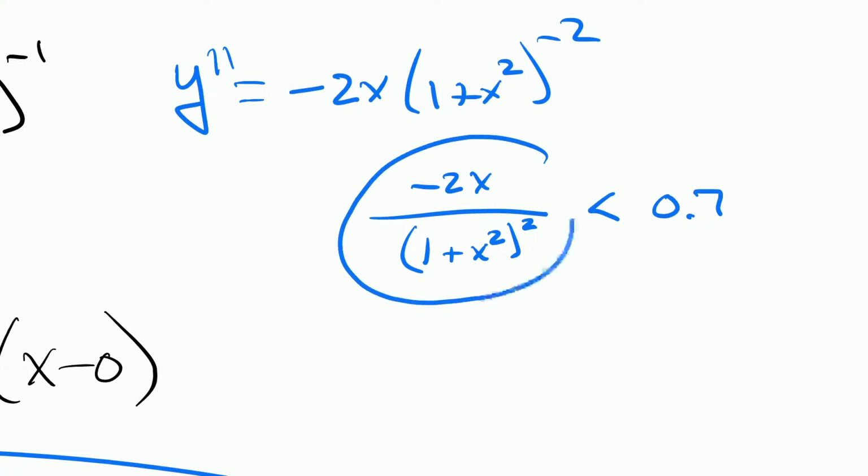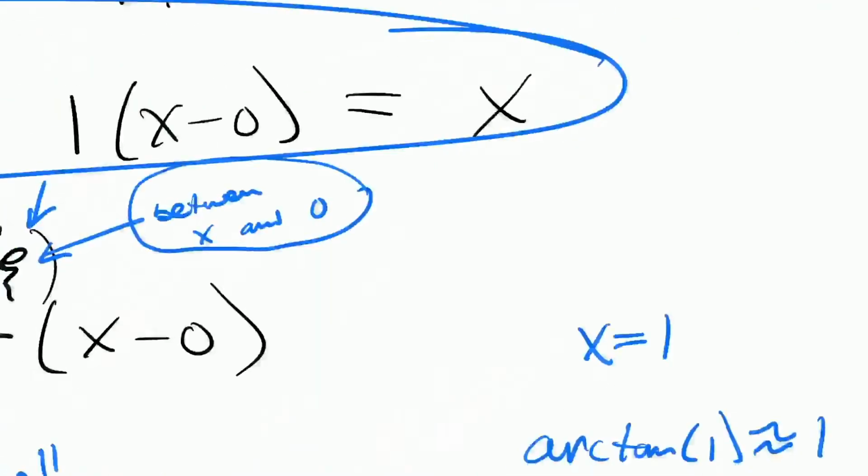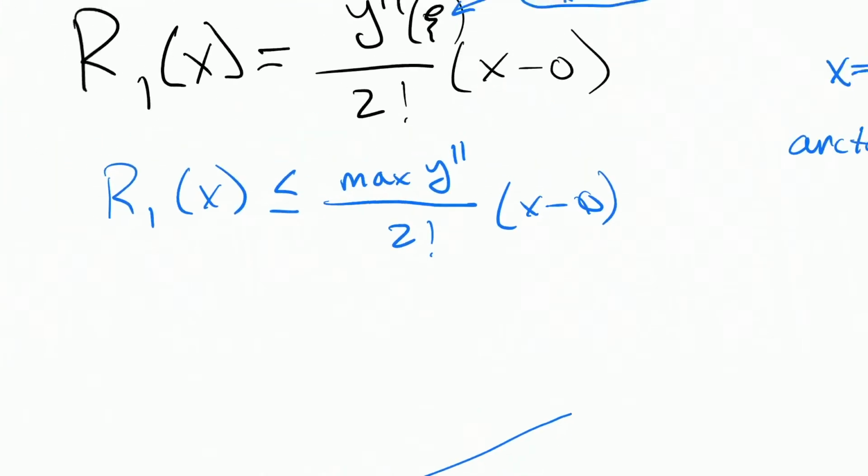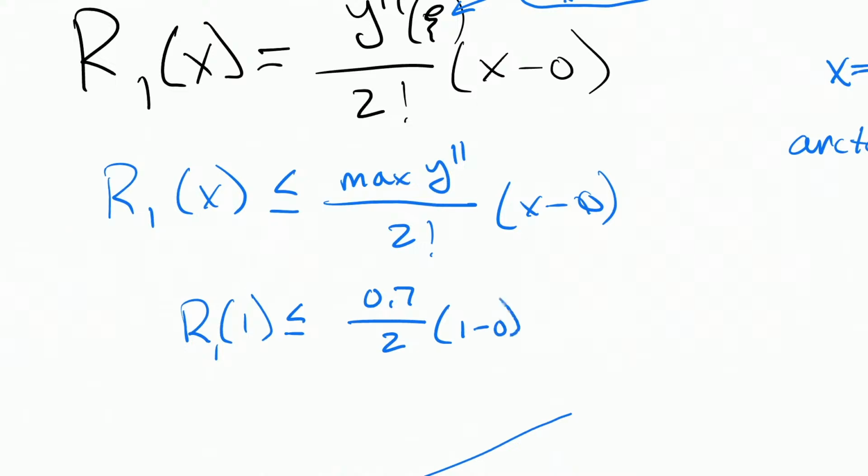To do it right in calculus class, you would actually want to find where that is a maximum using optimization, but I don't want to do it. So let's just do it the quick way. So what does this mean? This means that my remainder is less than or equal to 0.7 over 2 times 1 minus 0. This is not all that great. So I'm up to 0.35 away from the truth.